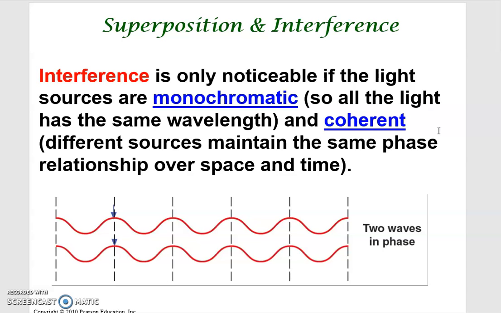And the second word is coherent. So in physics, when we say coherent, it means that these two waves maintain the same phase relationship over space and time. So you can see that these two actually are in phase. And when they are in phase, the position of the crest is the same for the first and the second one. So now what we are going to focus on is that you have two sources producing waves, and when they overlap, what will happen?